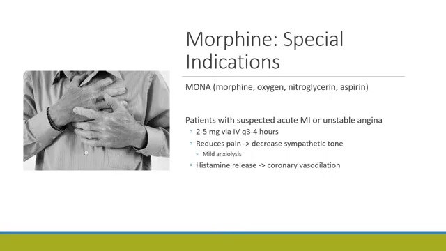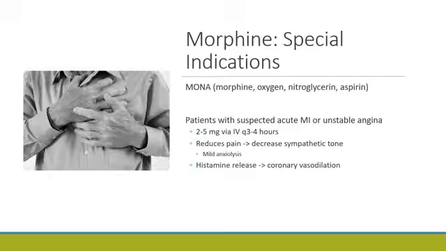One of the ones that we look at here is once again the MONA protocol for patients suspected of having a heart attack or a myocardial infarction. MONA stands for morphine, oxygen, nitroglycerin, and aspirin. Any patients that present with a suspected acute MI or unstable angina, this is where we're going to institute our MONA protocol. The morphine dosing for this is 2 to 5 milligrams via IV every 3 to 4 hours.